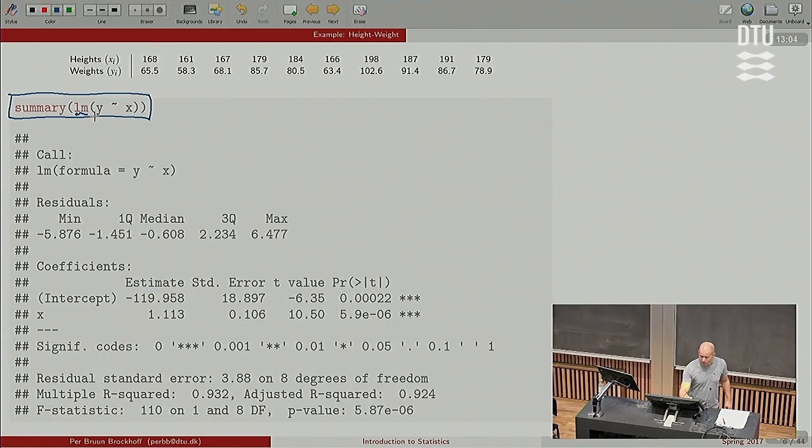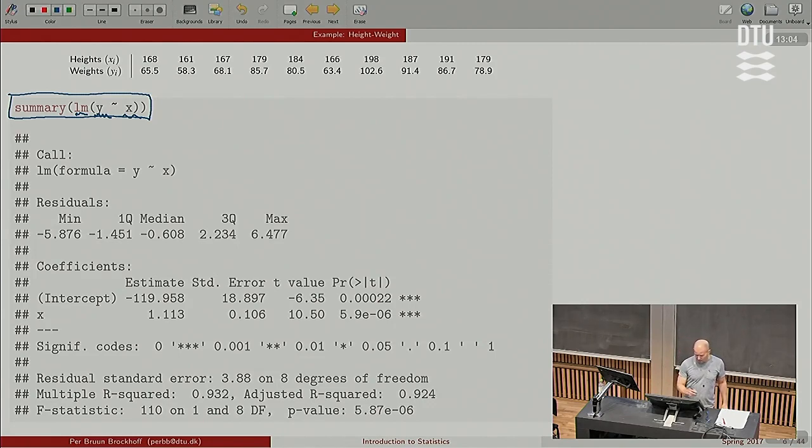We make a model where y is a function of x, y tilde x. This is R notation for models, used very generically in many types of R functions and procedures. Y is considered a function of x, that's the y tilde x notation. So it's a specific R notation for models.